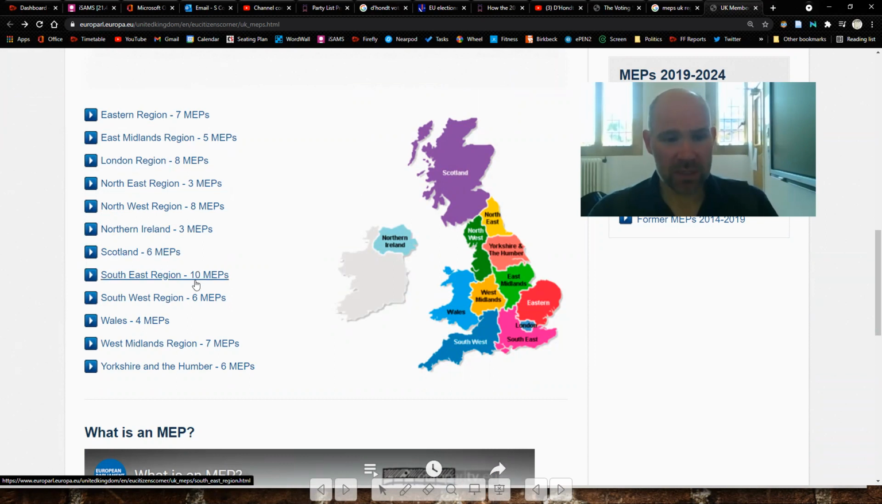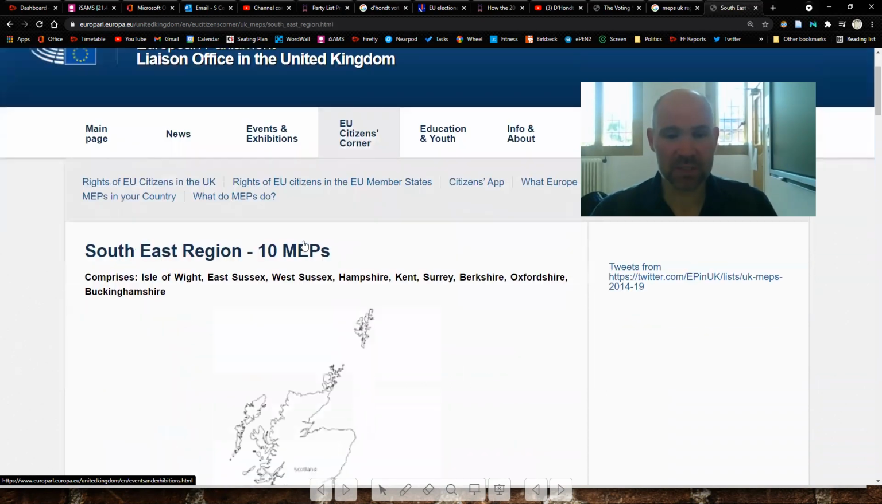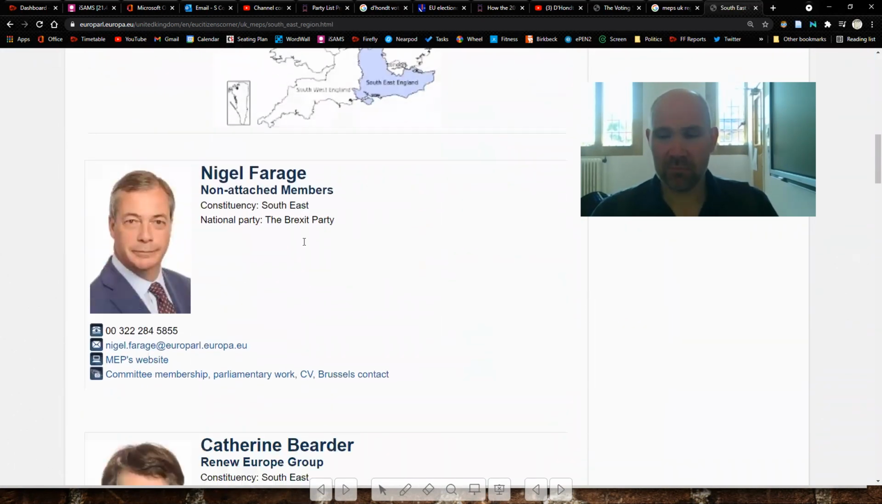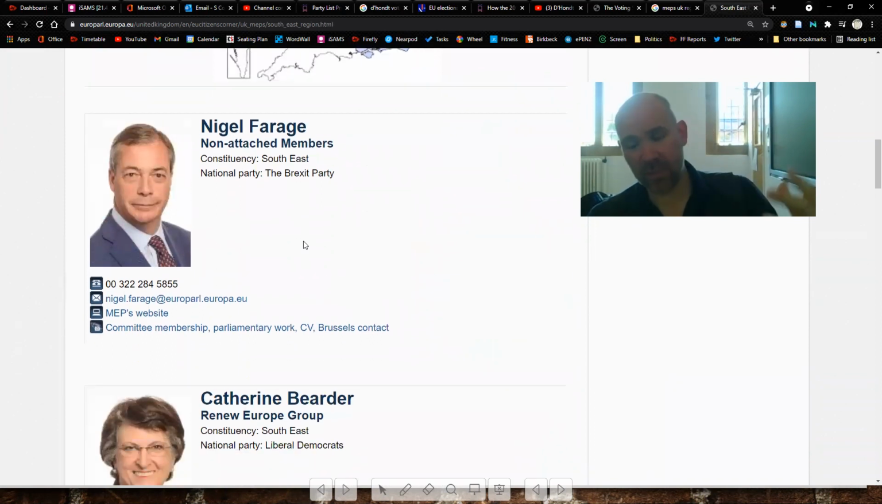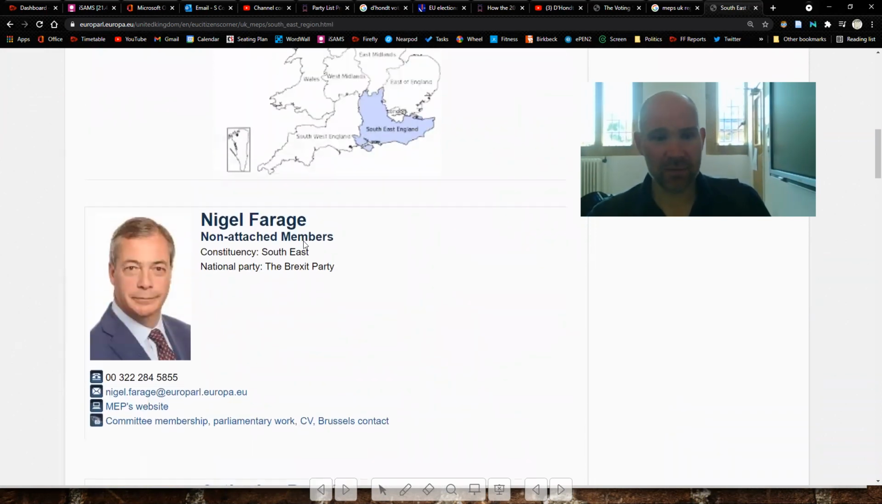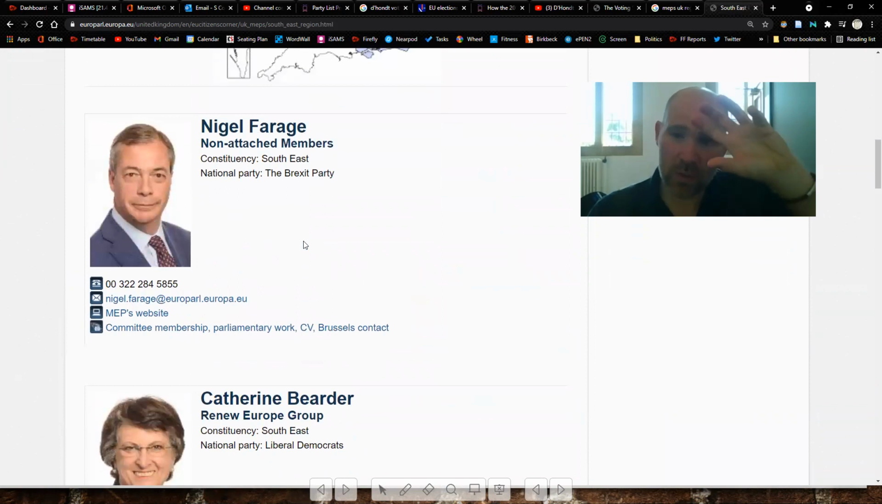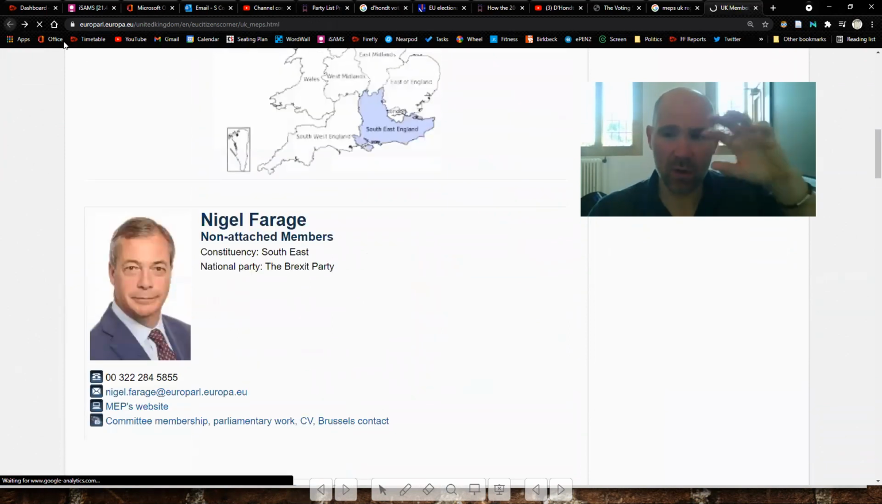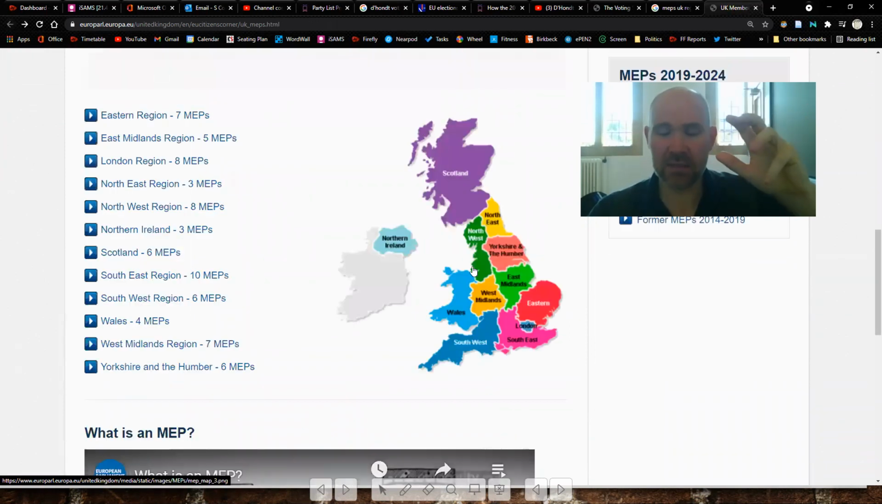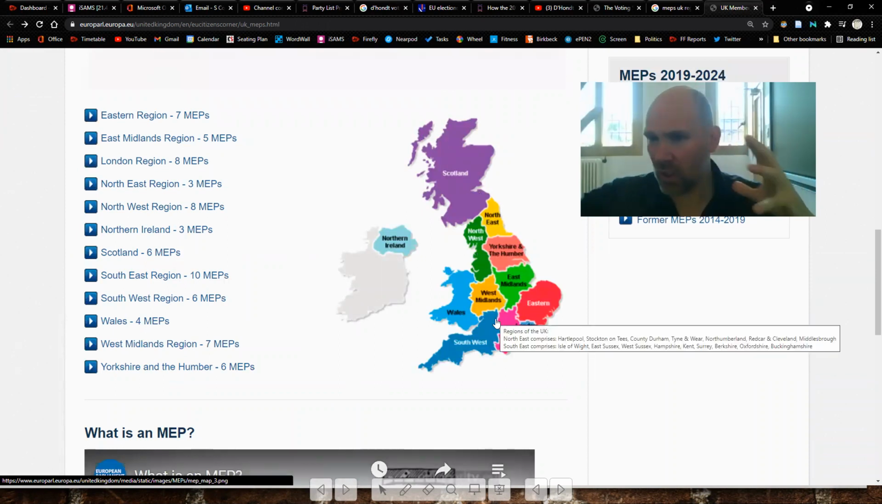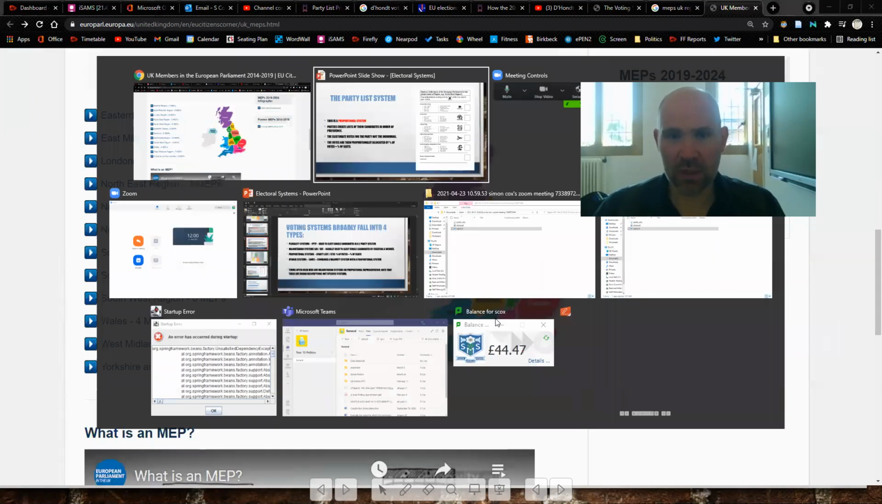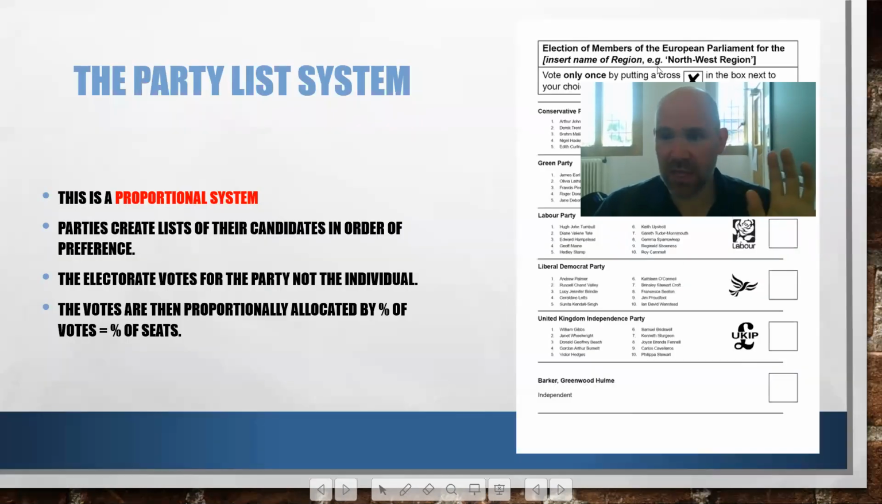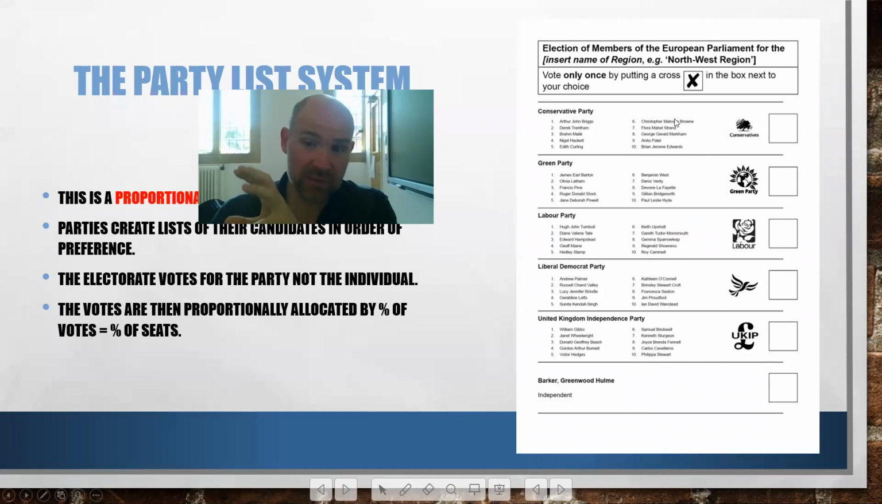We're going to come over here to the Southeast region, which has 10 MEPs, and we will see a face that we might recognize. Mr. Nigel Farage, the leader of UKIP and the Brexit Party, was an MEP for this particular region. So we expect to see a number of candidates in each area, which is not going to be like 650. We expect to see a slightly smaller number depending on the region. So that's why the parties have written out these lists of 10 names here.